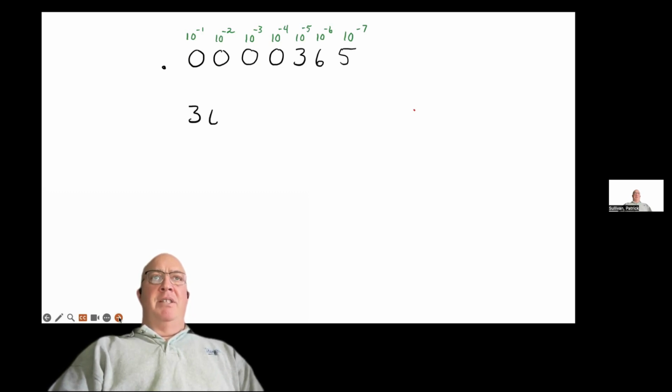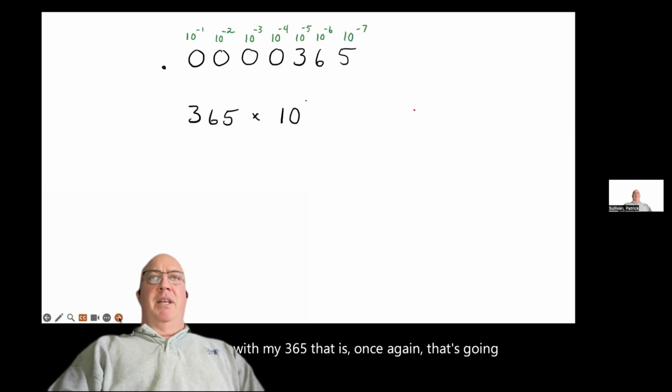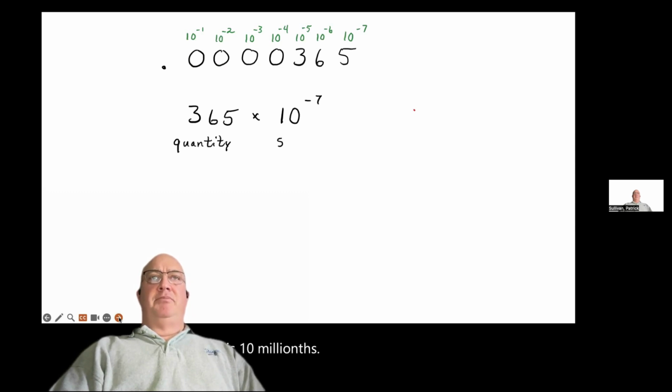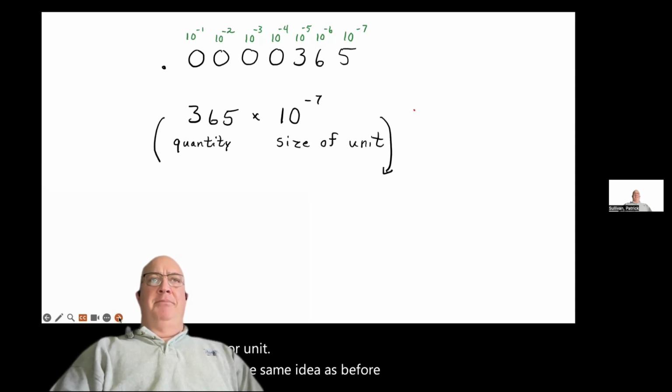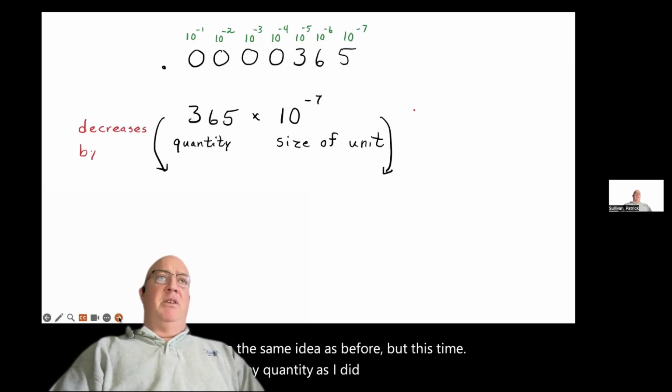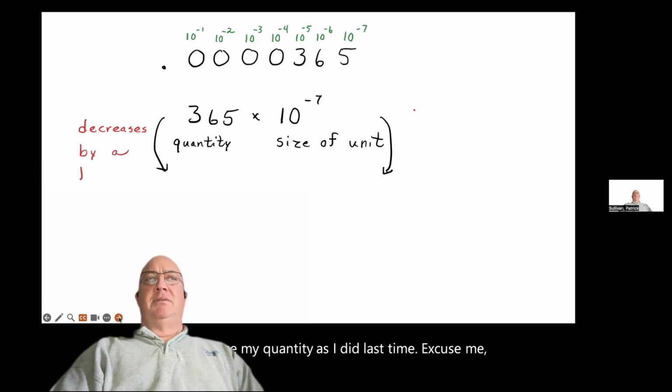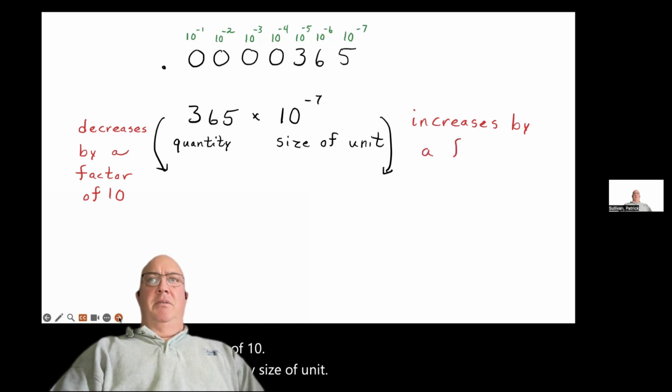So I'm going to start with my 365. That is, once again, going to be my quantity. And my size of unit is 10 millions. There's my quantity, and there's my size of unit. And I'm going to use the same idea as before, but this time I'm going to decrease my quantity by a factor of 10, and increase my size of unit by a factor of 10.